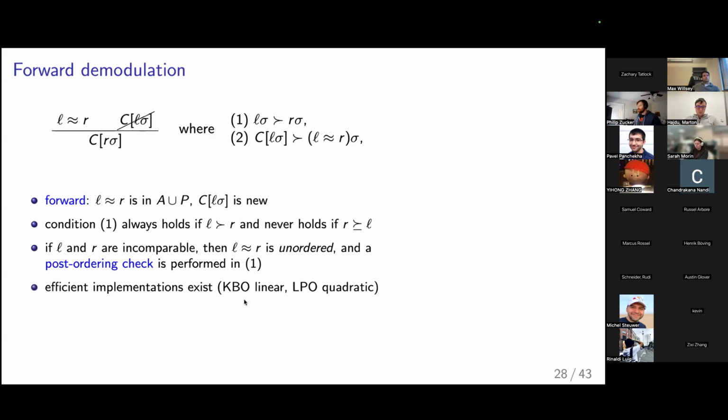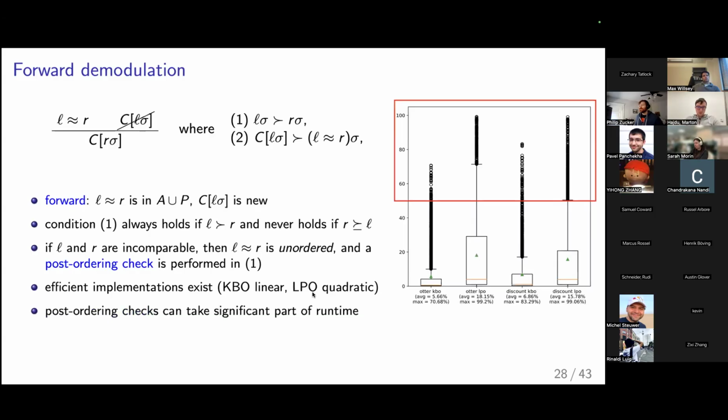And so for the two most prevalent simplification orders, KBO and APO, there are very efficient implementations. For KBO it's linear, for APO it's quadratic, and they are asymptotically optimal. But even though this is the case, post-ordering checks can be really problematic in terms of runtime.